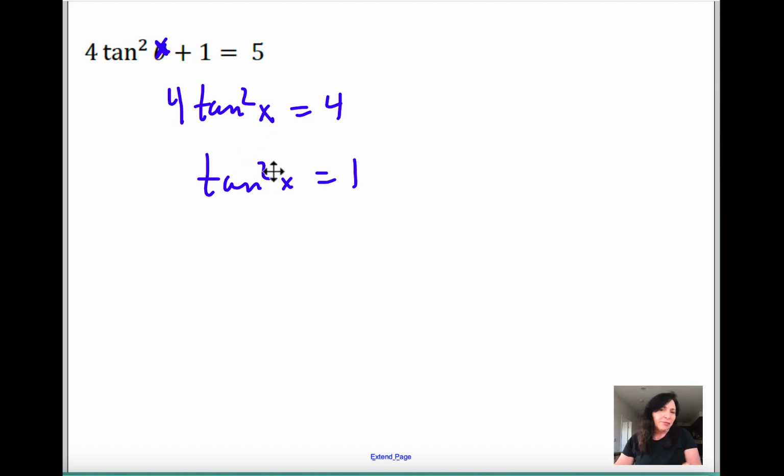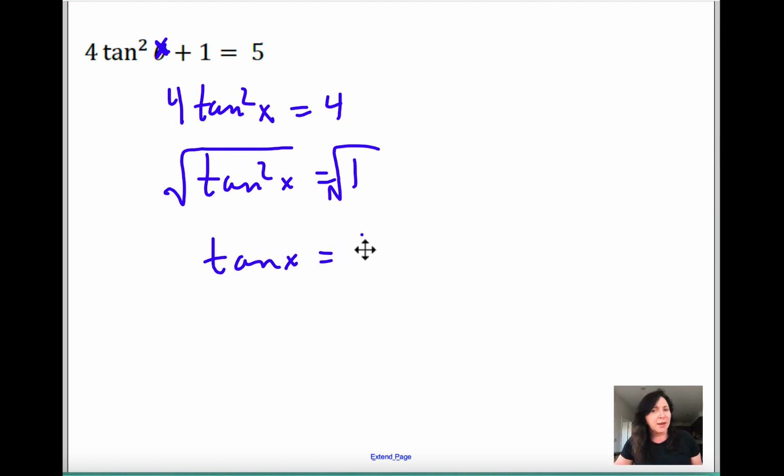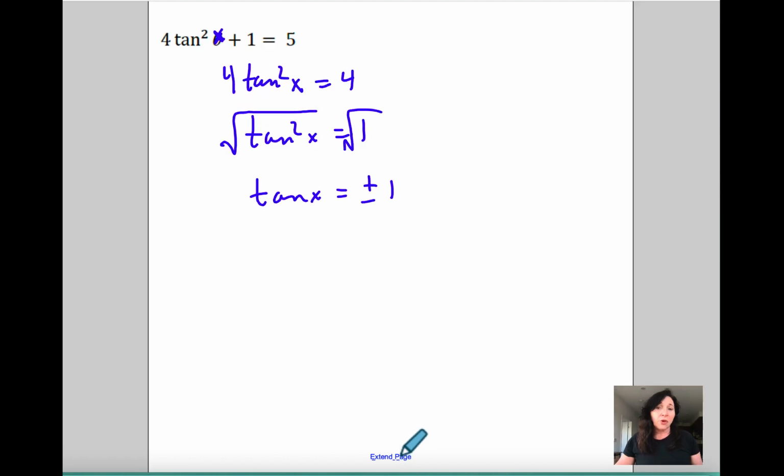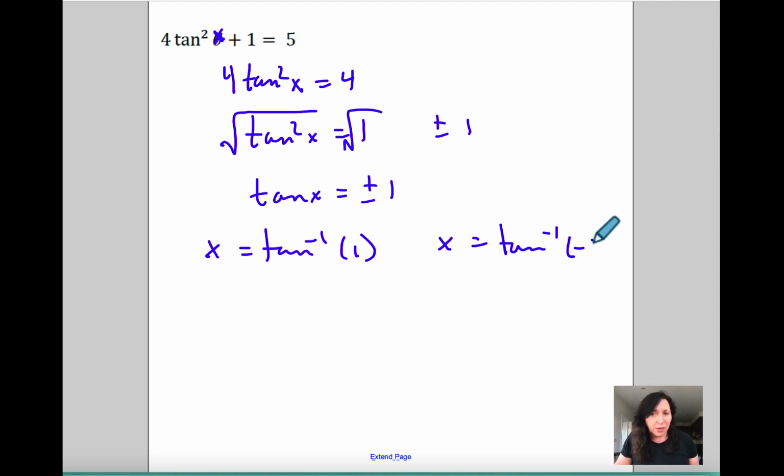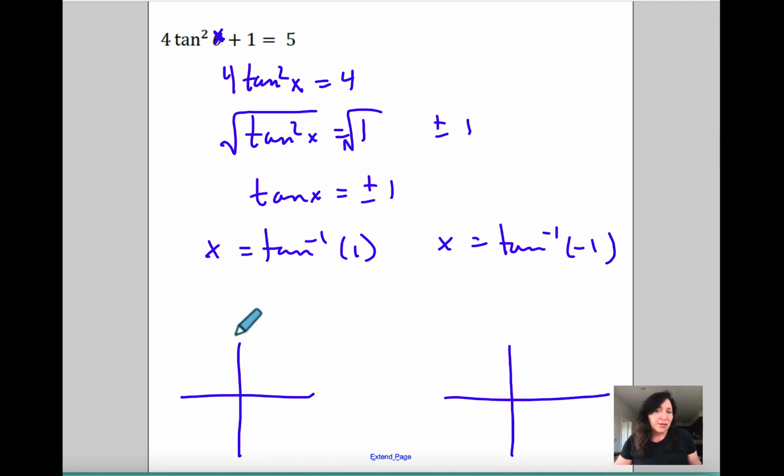And you've got to get rid of the square. So I'm going to square root both sides, and when I do that, on the left, I get tangent of x. On the right, I get plus or minus 1, because the square root of 1 is plus or minus 1. So now I've got x equals arctangent of 1, and I've got x equals arctangent of negative 1. So I've got 2 answers, but each of those answers, again, has 2 solutions. Where's tangent positive 1? Right here. Where am I? 45 degrees, pi over 4.